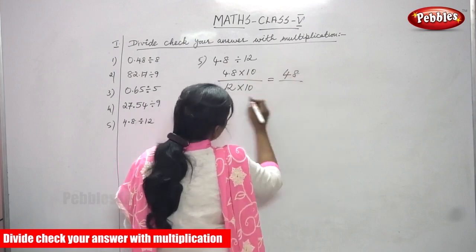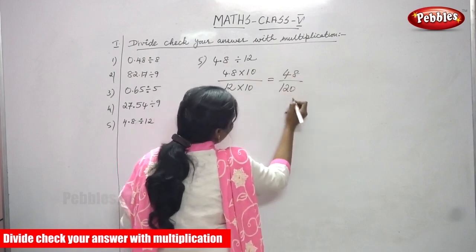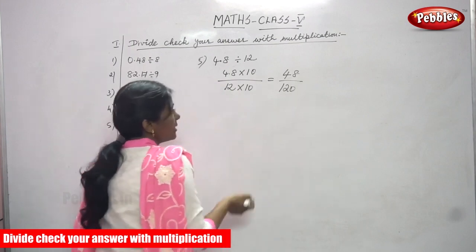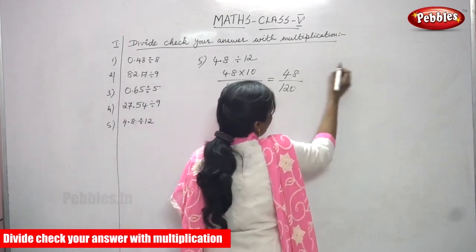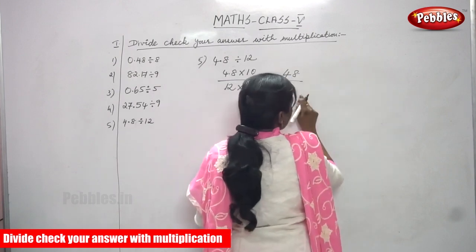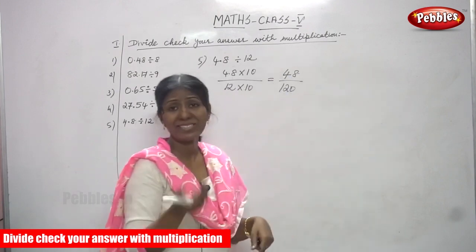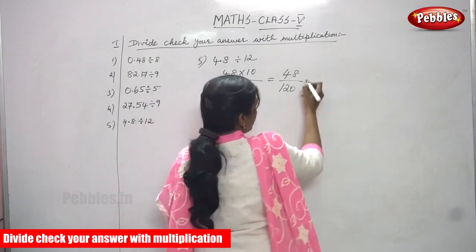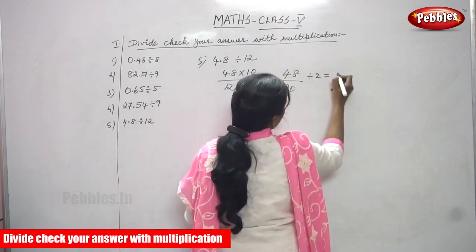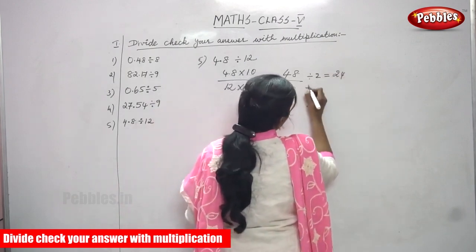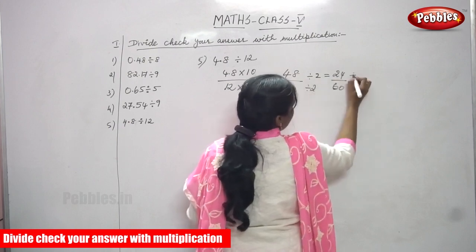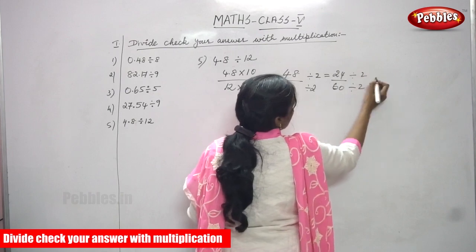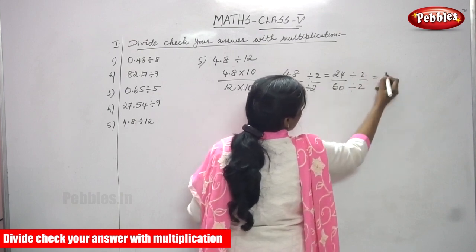It becomes 48, and after that you can get 120. So 48 divided by 120. So what you're going to do? 48, if you want to simplify, you can simplify. Otherwise, you can directly divide this. So I'm just going to simplify. 48 divided by 2, you can get 24. 120 divided by 2, you can get 60. So again I divide by 2. So both you can get 12.